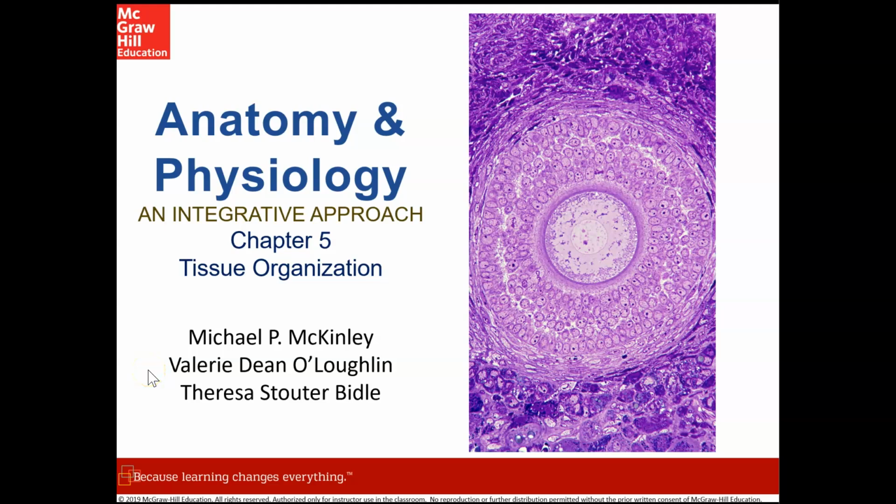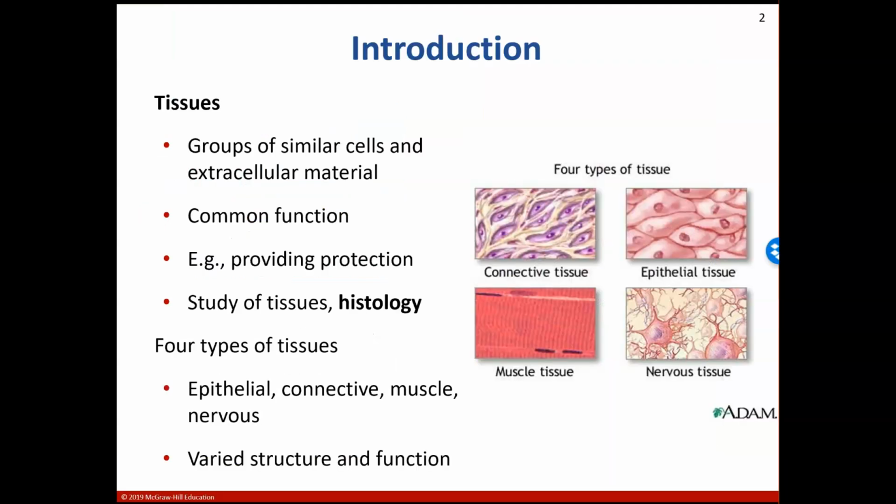Hello and welcome to your Chapter 5 video lecture series where we're going to discuss tissue organization. Our tissues are going to be groups of similar cells in extracellular material, and the way that they're grouped together is based on their common functions. For example, your epithelial tissue is going to provide protection. And the study of tissues is called histology. So we'll be pulling a lot of information from histology.